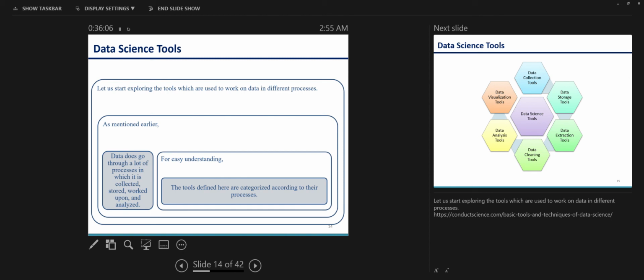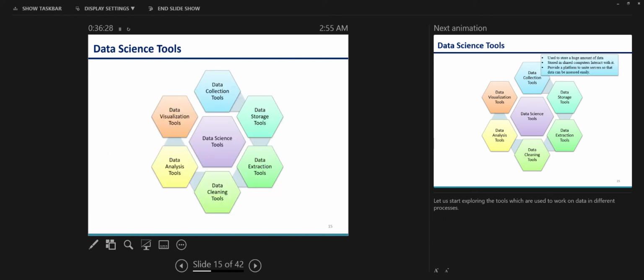So as we know, there are different processes like collection, storage, extraction, cleaning, analysis and visualization. Next I'm going to talk about those tools. Not all of these are the complete tools, but they are the most famous and most used tools in this data science field. We are going to talk about each tool one by one.